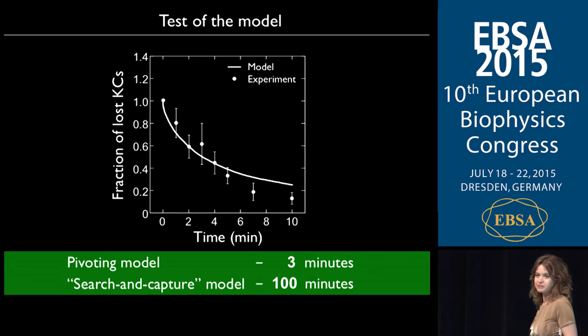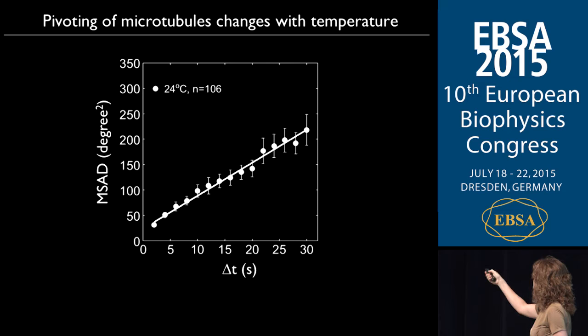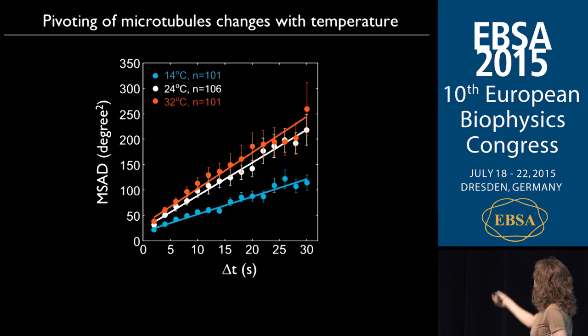So then we wanted to test our model further, but since our microtubules are moving in a random way, and this movement does not depend on any motor proteins, it's not easy to perturb the system. So the only perturbation we could think of is to change the temperature, because diffusive motion should somehow depend on the temperature. We don't know in advance how, but we will measure. So these are our original data that I have shown you before, the mean square angular displacement as a function of time at the temperature of our normal experiments, 24 degrees. And then we either increase the temperature, the orange data, or decrease the temperature, and we measured again the diffusion.